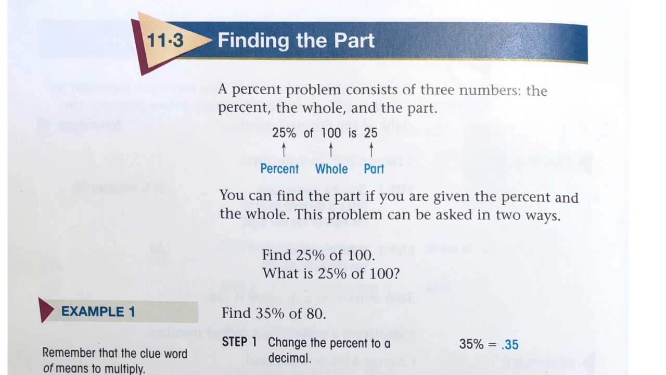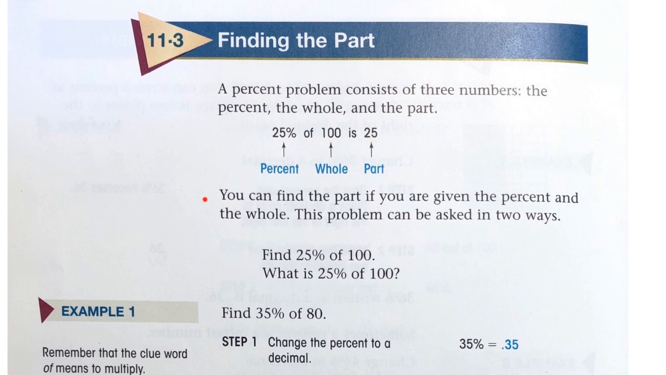Basic Math, Chapter 11, Section 3, Finding the Part. A percent problem consists of three numbers. There's the percent, the whole, and the part. So 25% of 100 is 25.